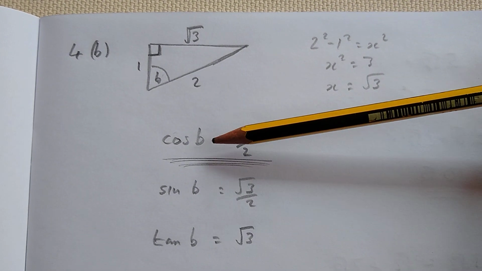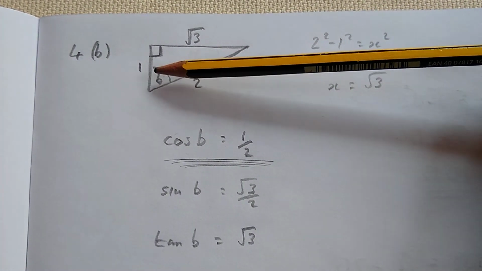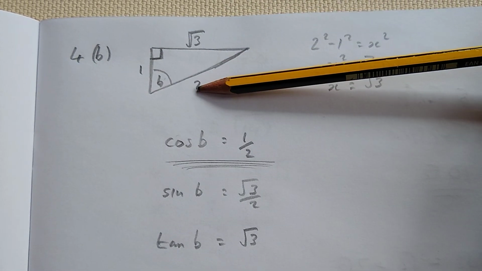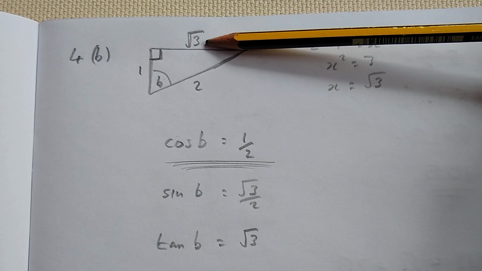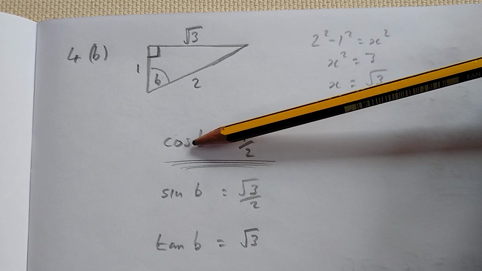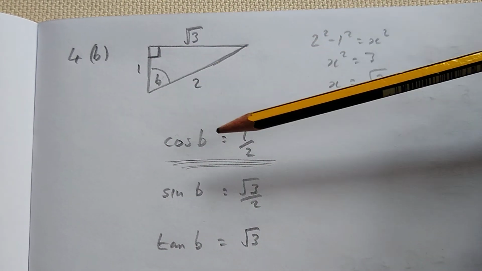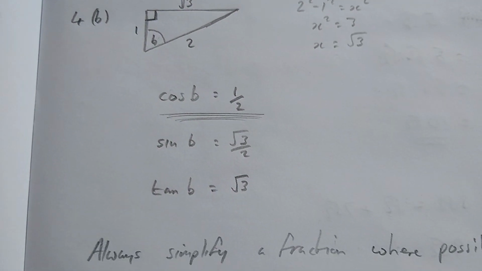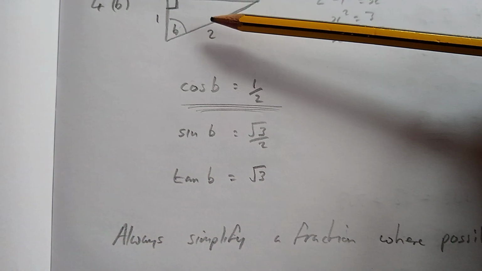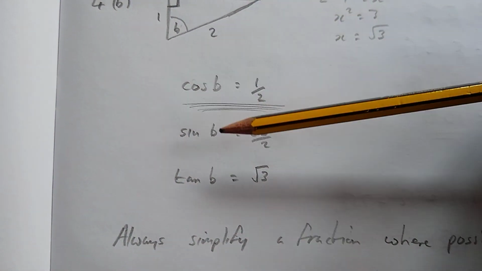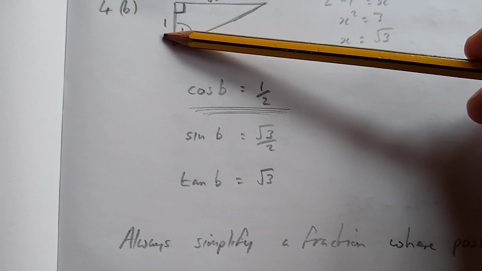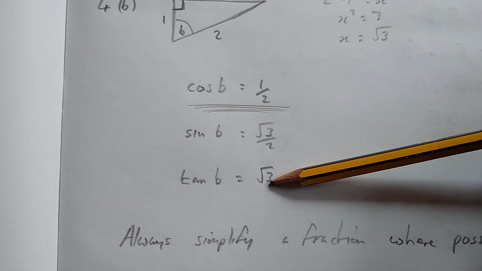And then the cosine of angle B, here's angle B, here's the adjacent side, here's the hypotenuse. So I don't actually need this side at all. So the cosine ratio of angle B would be 1 divided by 2, which is 1/2. And sine would be the opposite side divided by the hypotenuse, and the tan of angle B would be the opposite side divided by the adjacent, which would be root 3 over 1, which is just root 3.